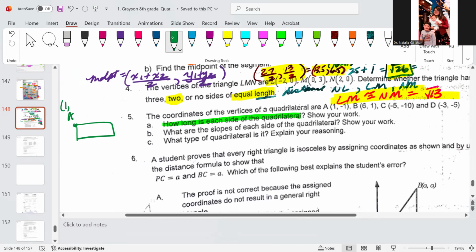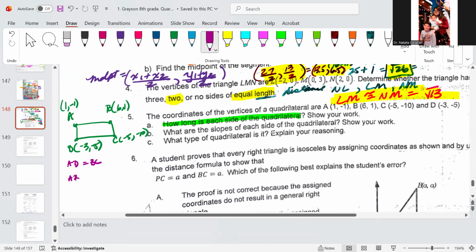A, B, C, and D. Right? Yeah. So how many sides are there? 4. You have AD, which is the same thing as BC, correct?